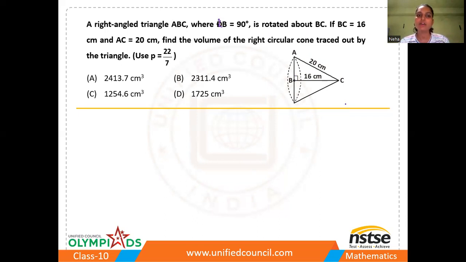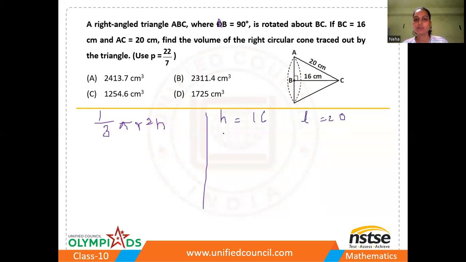So what we have to find out? We have to find out the volume. Okay. So volume is 1 upon 3 pi r square h. Right. This is the formula to find out the volume. So first I need the radius. Okay. So here the h is equal to 16. L is equal to 20. Okay, so the radius will be equal to square root of L square minus H square. Right? That means 20 square minus 16 square under the square root.